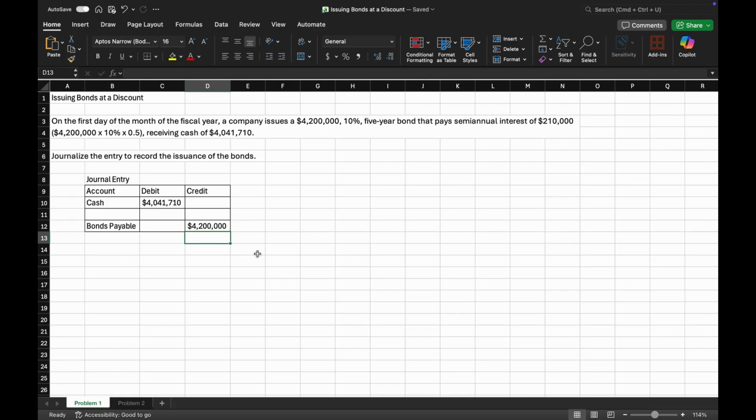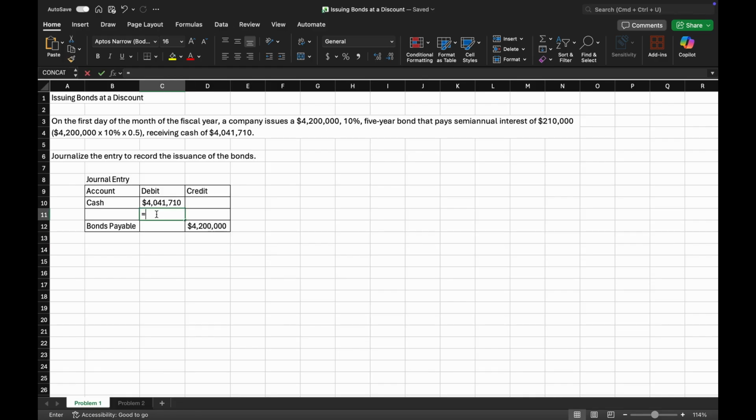Any difference between the face value and the amount the company was paid is reflected in a premium or discount account. Now, for that difference, which in this problem is recorded as a discount on bonds payable, because the company is receiving less cash than the face value of the bond. This discount difference is not the semi-annual interest, which is a common misconception among students when doing these sorts of problems.